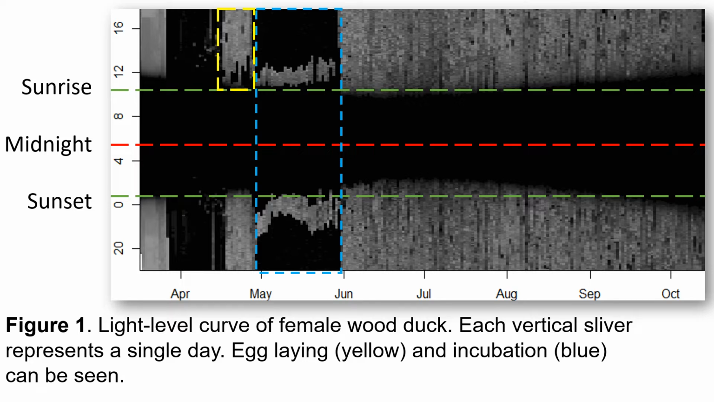Here you can see a period of about 30 days where she spent a lot of time in the nest cavity. You may also notice blocks of light during this period, especially in the morning and the evening. This is when she took her nest breaks, which I will focus on for the rest of this presentation.